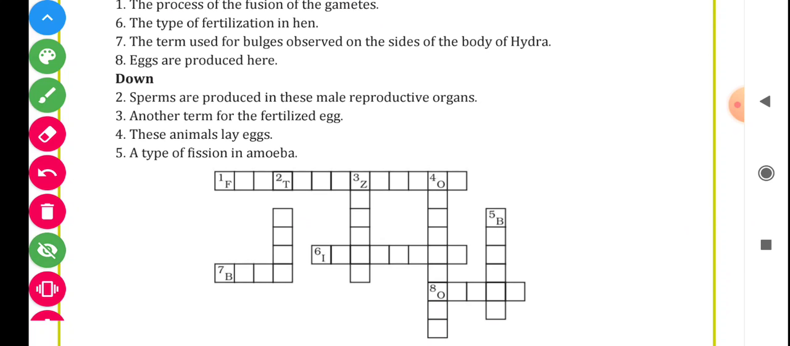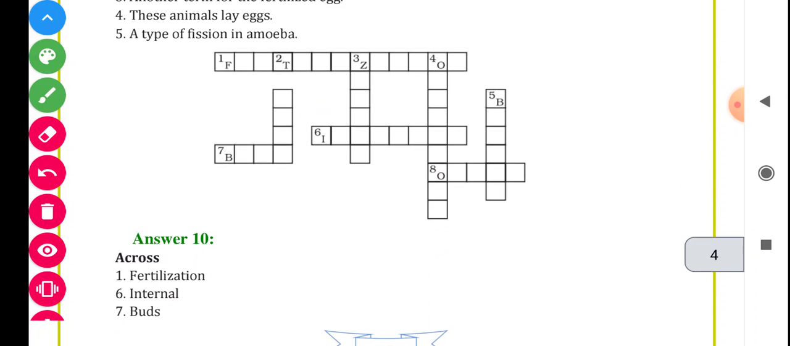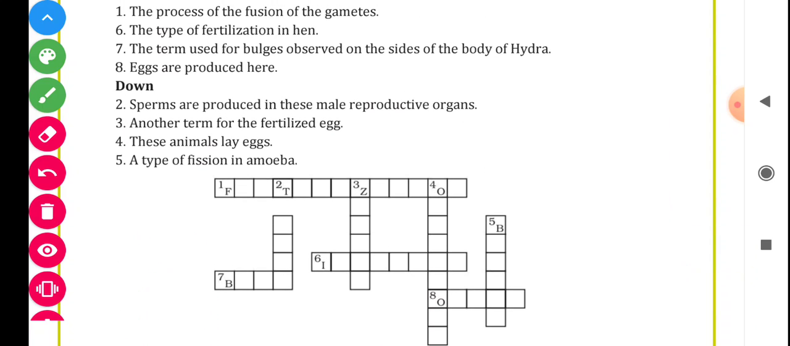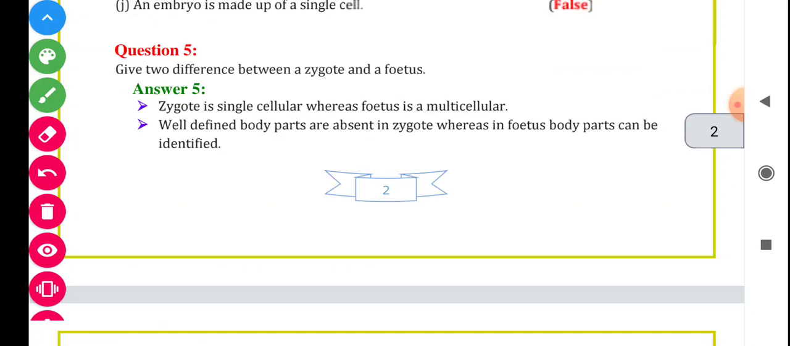Suppose I take this example, 6 across. The type of fertilization in hen. External fertilization, 6. So you should write internal fertilization. That's it. So your exercise is over.